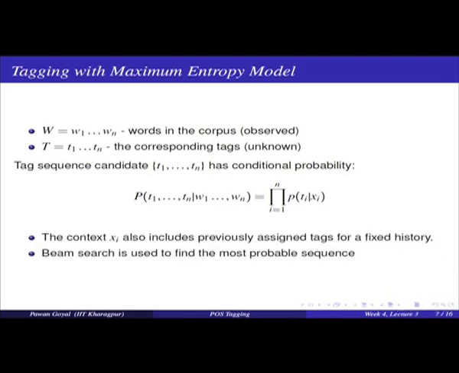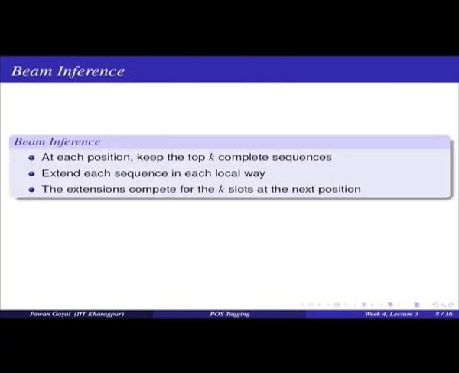Okay. So as we have said, my context Xi may also include some previously assigned tags for a fixed history, and I will be using a beam search algorithm for finding the optimal or the most probable sequence. This is something we will take up in the next lecture in detail, how we actually go about doing beam search in a maximum entropy model. So yeah, just a brief idea here.